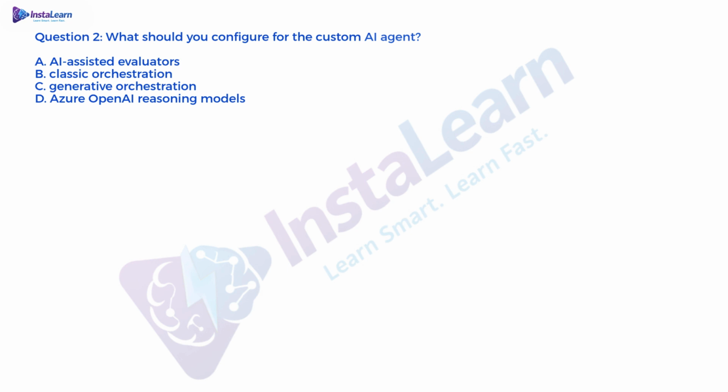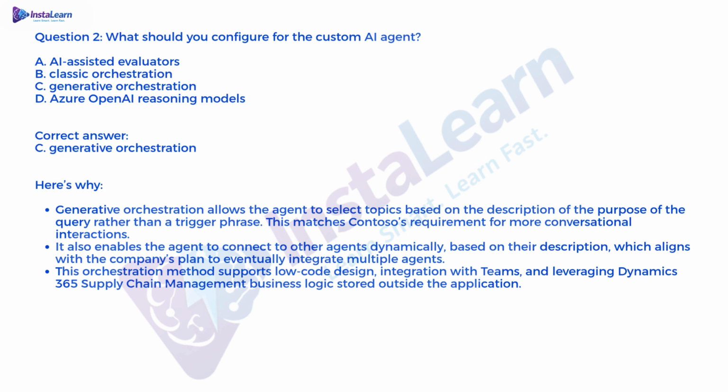Question 2. What should you configure for the custom AI agent? A. AI-assisted evaluators. B. Classic orchestration. C. Generative orchestration. D. Azure OpenAI reasoning models. Correct answer: C. Generative orchestration.